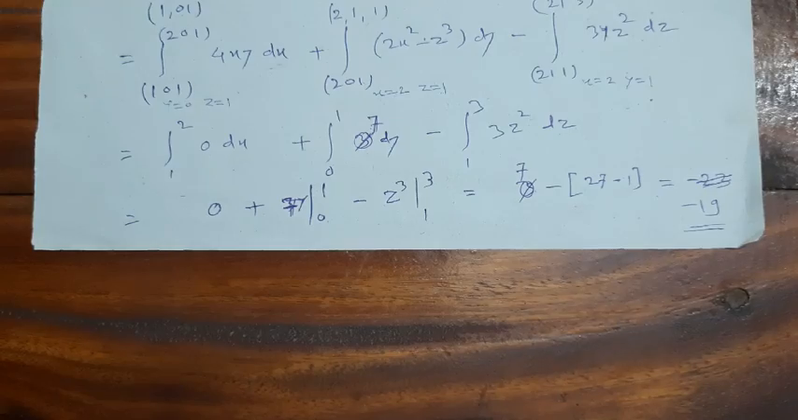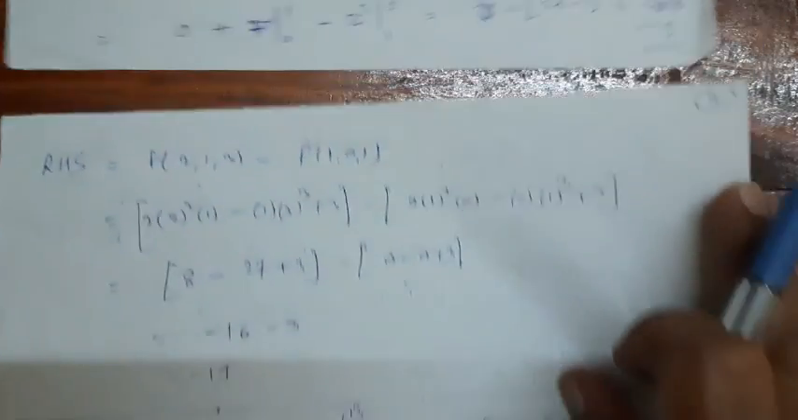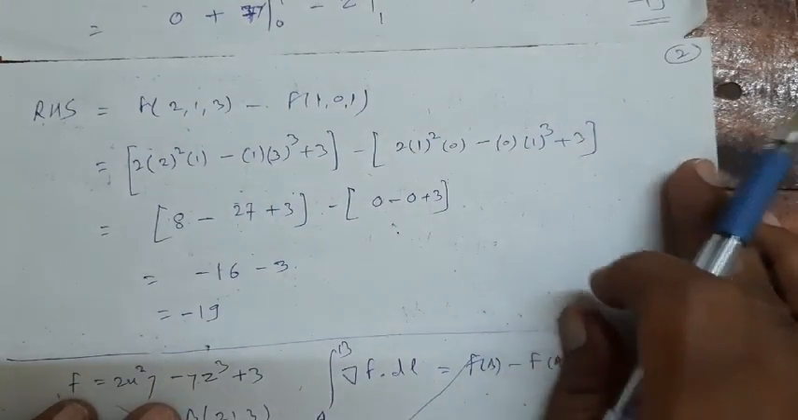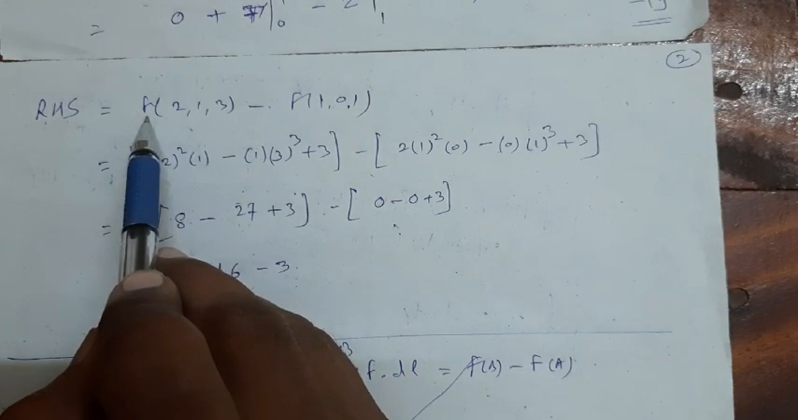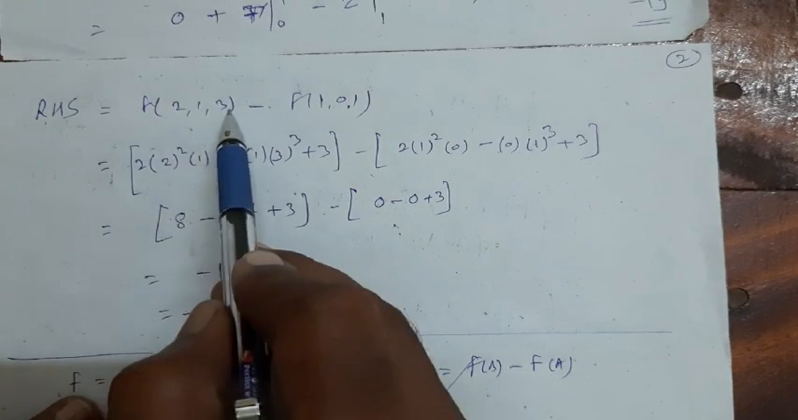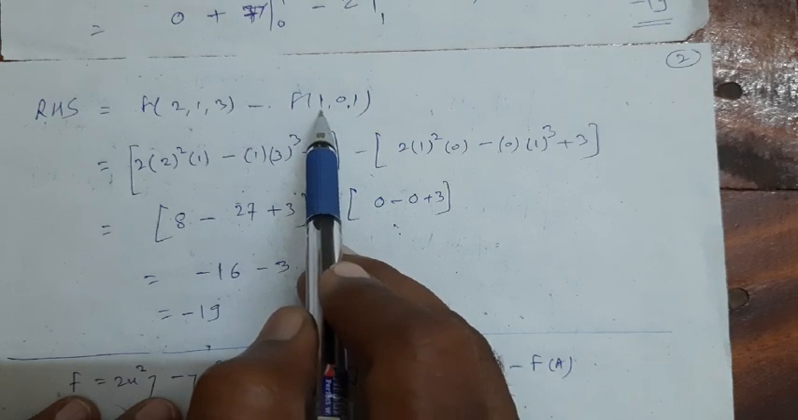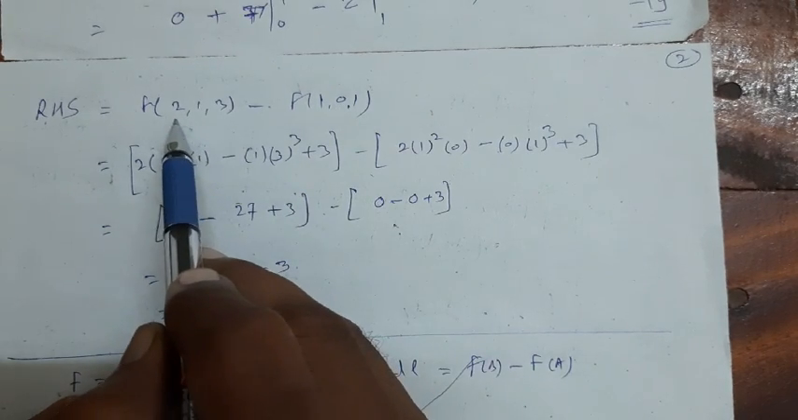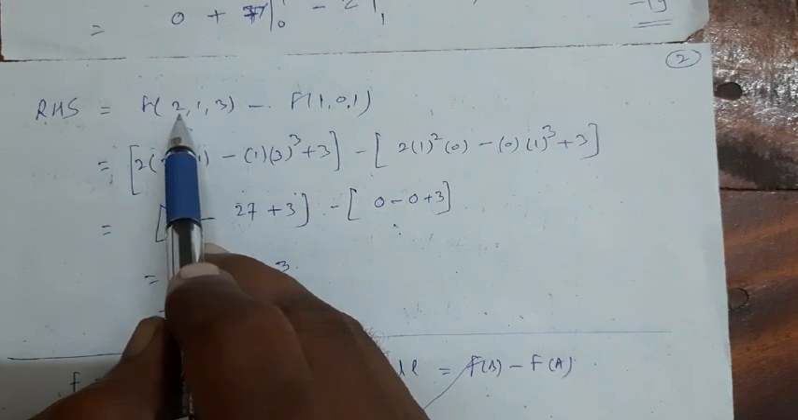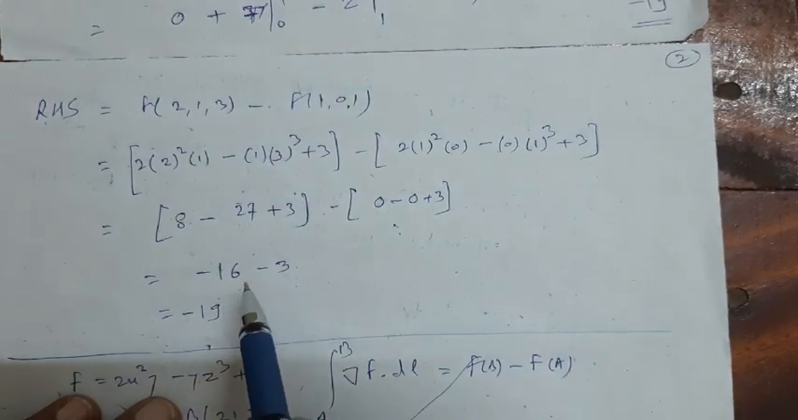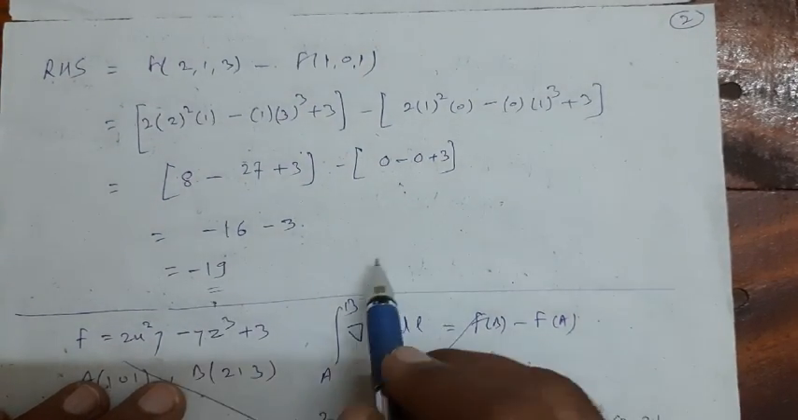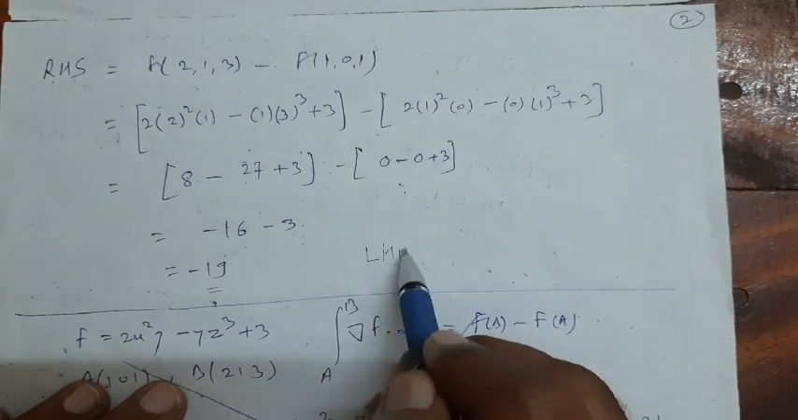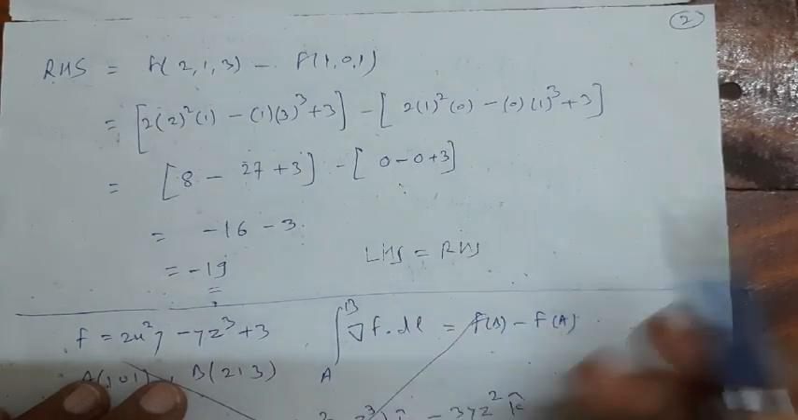Now when I think about the right hand side, the right hand side is a bit simple. For the right hand side, I will have to find f of b, that means the point b has coordinates 2 1 3, minus f of a, which has coordinates 1 0 1. If I substitute the values in the function and take the subtraction, then again you will observe that the right hand side is minus 19. Therefore here also I can write that left hand side LHS is equal to RHS.